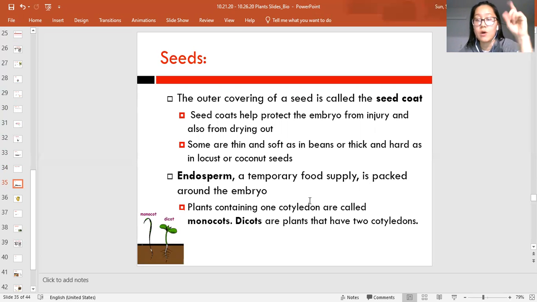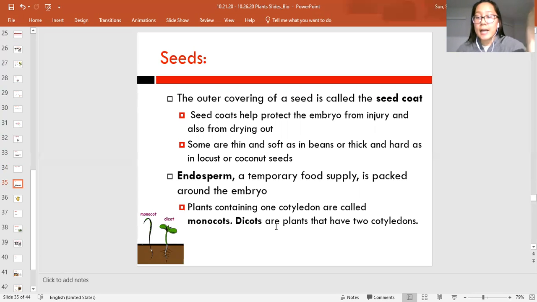So plants that have one cotyledon, you can't actually split them in half, right? They're just one piece. For example, like corn, right? Corn, you can squeeze out the little seed, but actually the whole rest of the kernel can't be split in half. And that means it is a monocot because mono means one.